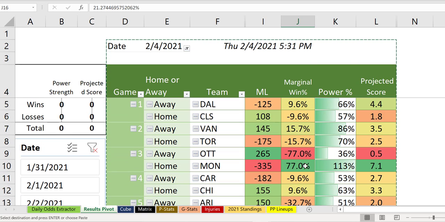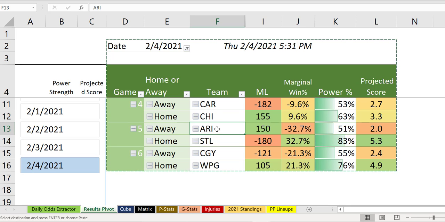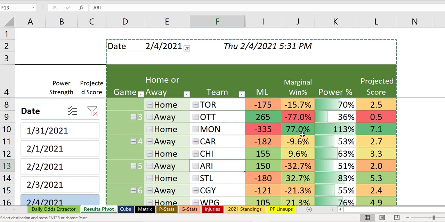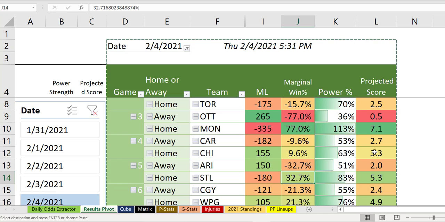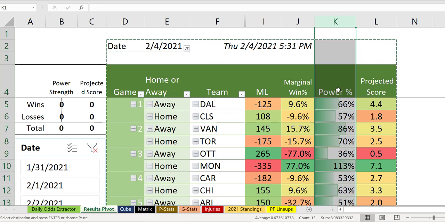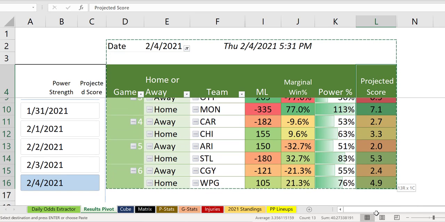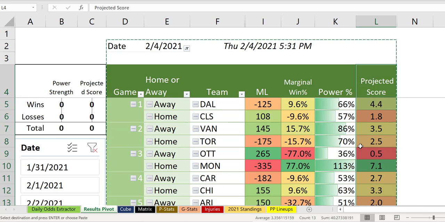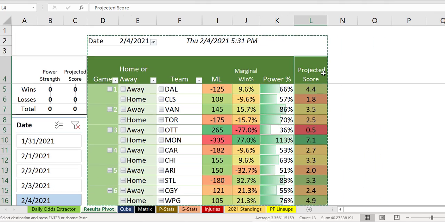When it's green, it means it's really good for the team. Like it really favors Montreal. And it really does not favor Ottawa, really does not favor Arizona, does really favor St. Louis, does really favor Winnipeg, things like that with the colors. Then it shows how powerful we think that team is, which is contributing to the score. And then we have a projected score based on player stats, which I'm working on, and it is not at all finalized yet.